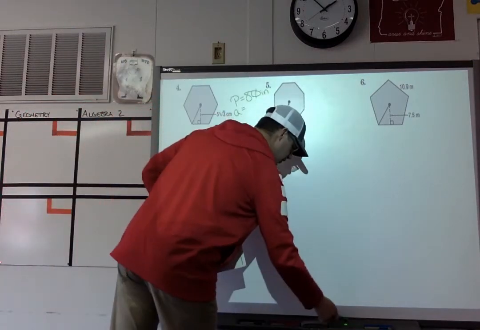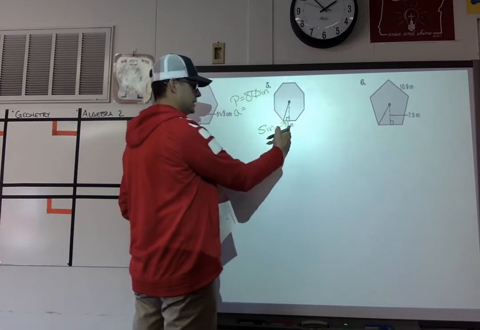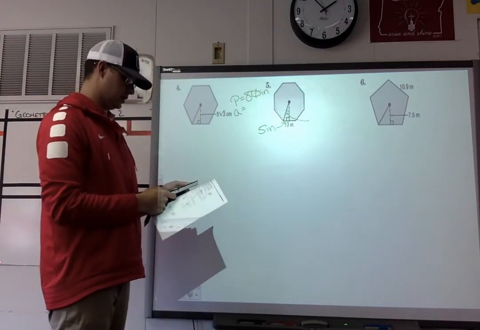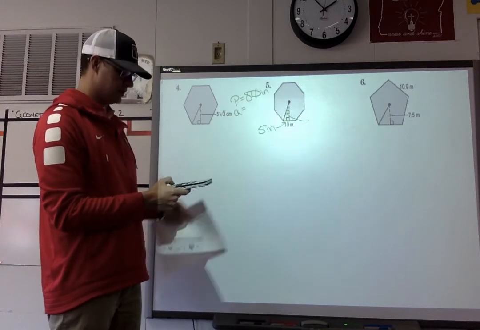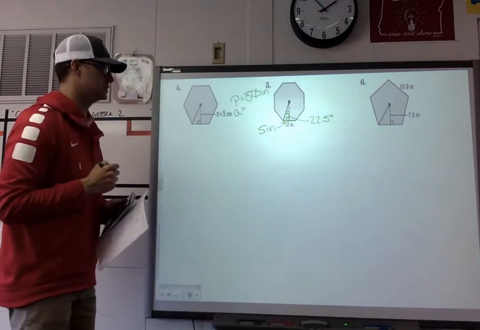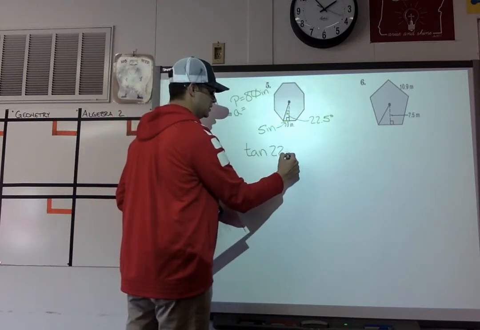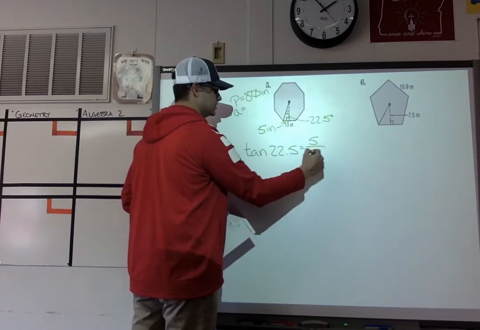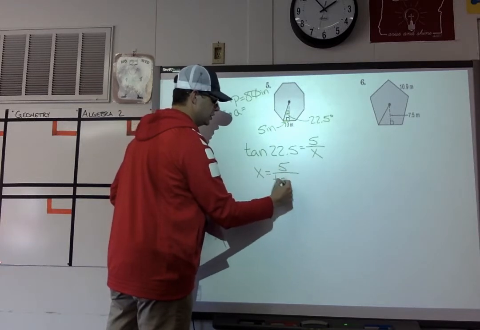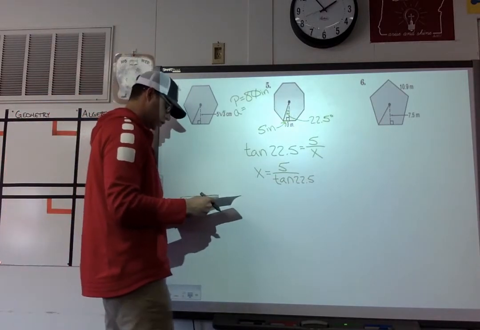Now the apothem. In order to find that, we need to know what this side of the smaller triangle is, which in this case would be 1/2 of 10, which is 5 inches. And then we need to figure out what this angle is. To do that, we're going to do 360 divided by the number of sides, which is 8, and then divide that by 2, and it gives us 22.5 degrees. Since we know the angle and the opposite side, we can use the tangent of 22.5 is equal to the opposite, which is 5, over the adjacent, which is x. Then x equals 5 over the tangent of 22.5, which gives us an apothem of 12.1.